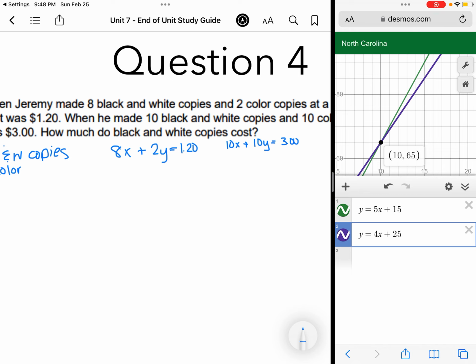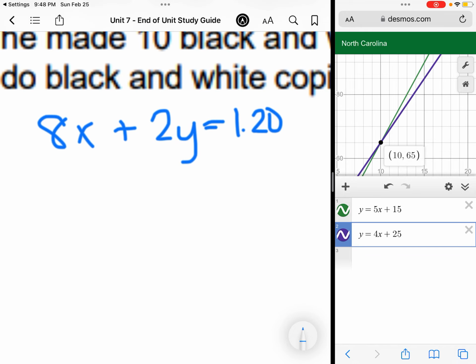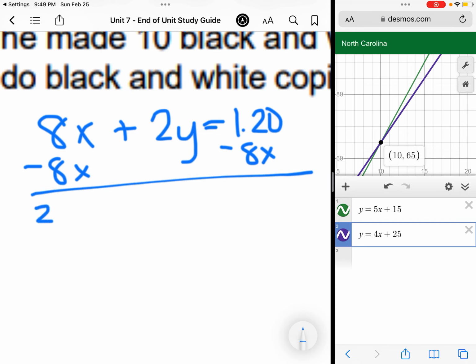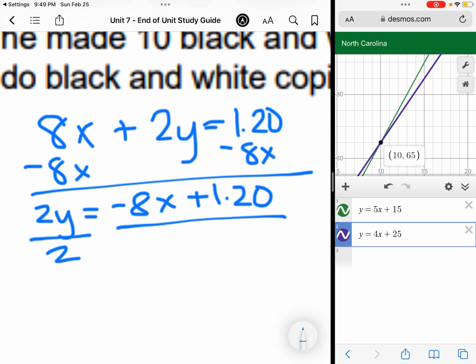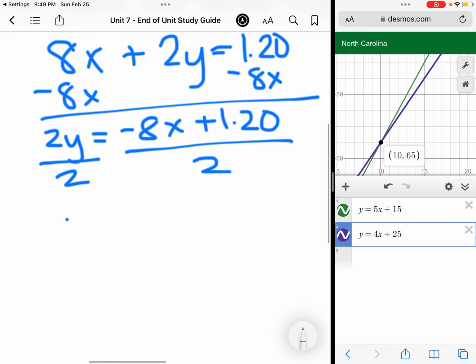I can't put both of these in because they're not in slope-intercept form. So the first thing I have to do is change them into slope-intercept. So I'm going to subtract 8x, and I end up with 2y equals negative 8x plus $1.20. Divide by 2. Divide by 2. And I end up with y equals negative 4x plus 60 cents.